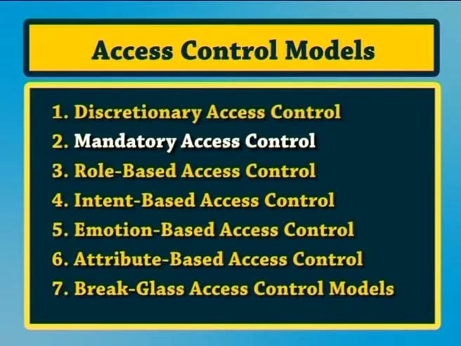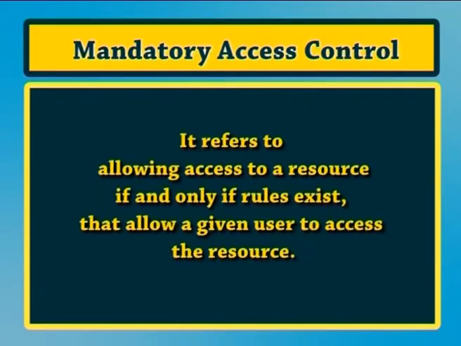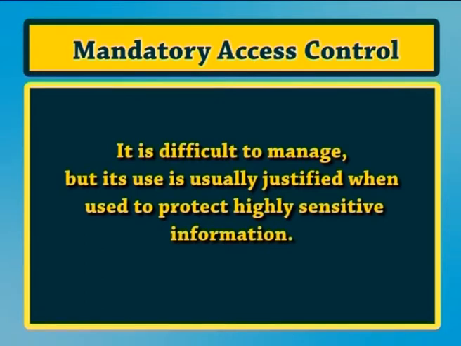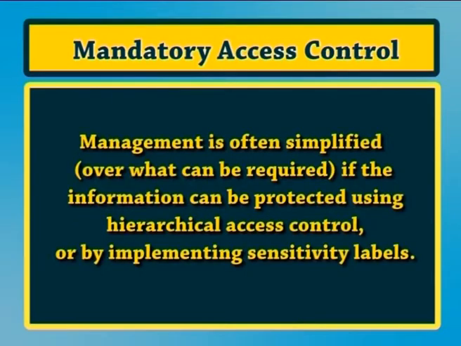The second access control model is mandatory access control. Mandatory access control refers to allowing access to a resource if and only if rules exist that allow a given user to access the resource. It is difficult to manage, but its use is usually justified when used to protect highly sensitive information. Examples include certain government and military information. Management is often simplified over what can be required if the information can be protected using hierarchical access control or by implementing sensitivity labels.